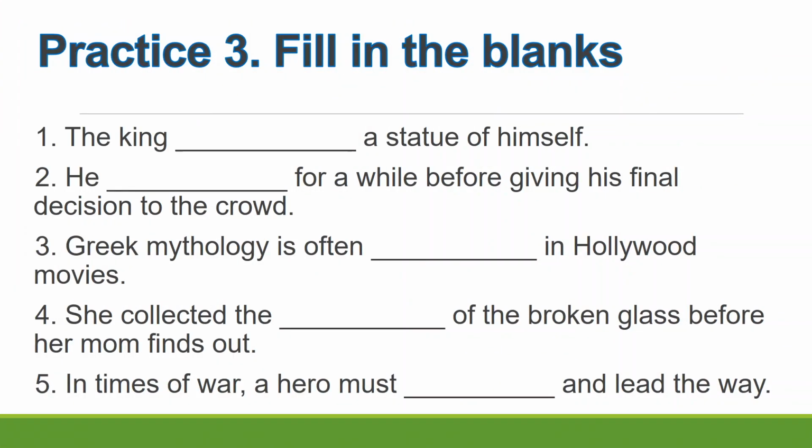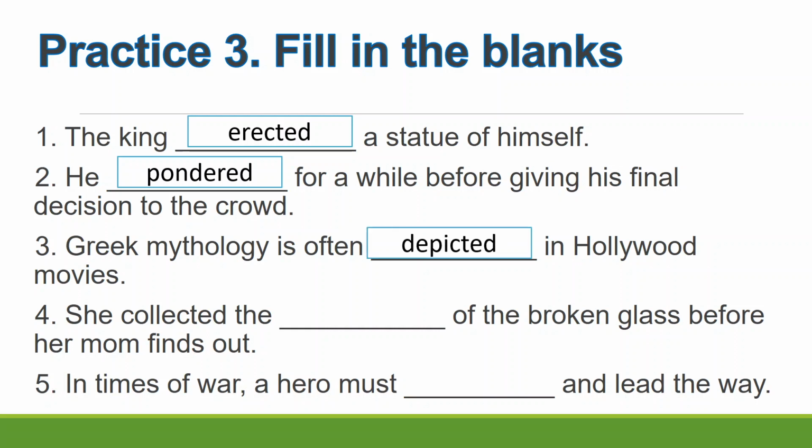So for number 1, the king erected a statue of himself. So erected means to construct or to build up. Number 2, he pondered for a while before giving his final decision to the crowd. So pondered means thought carefully or considered carefully. Number 3, Greek mythology is often depicted, which means showed or portrayed in words or actions or pictures in Hollywood movies. Number 4, she collected the fragments of the broken glass before her mom finds out.